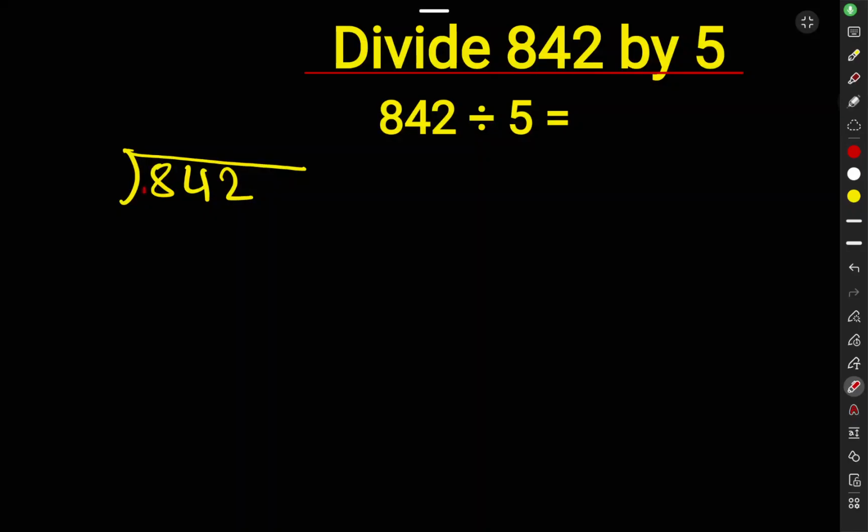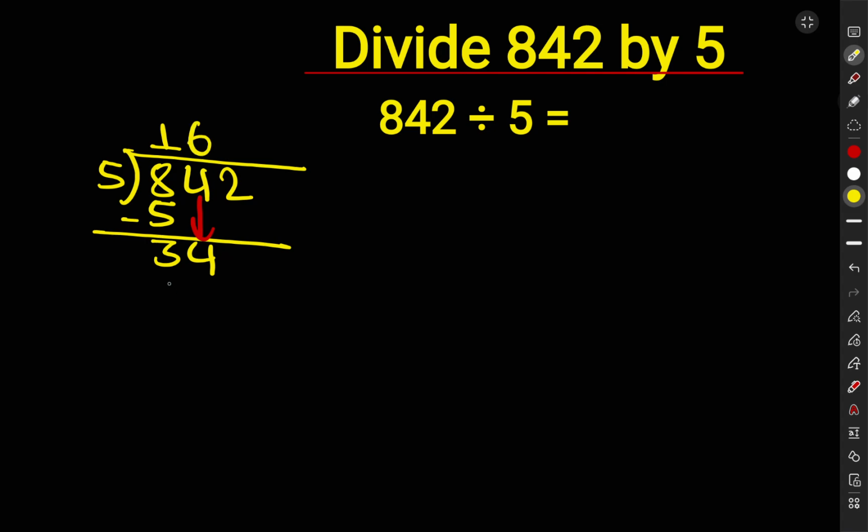We divide 842 by 5 in a long division method. 5 times 1 is 5. On subtracting we get 3. So now we put down this 4 and it is 34.